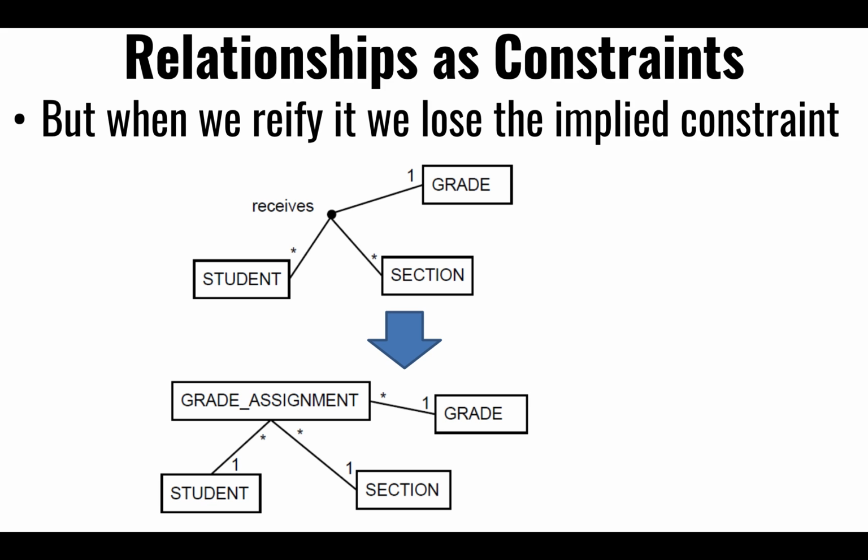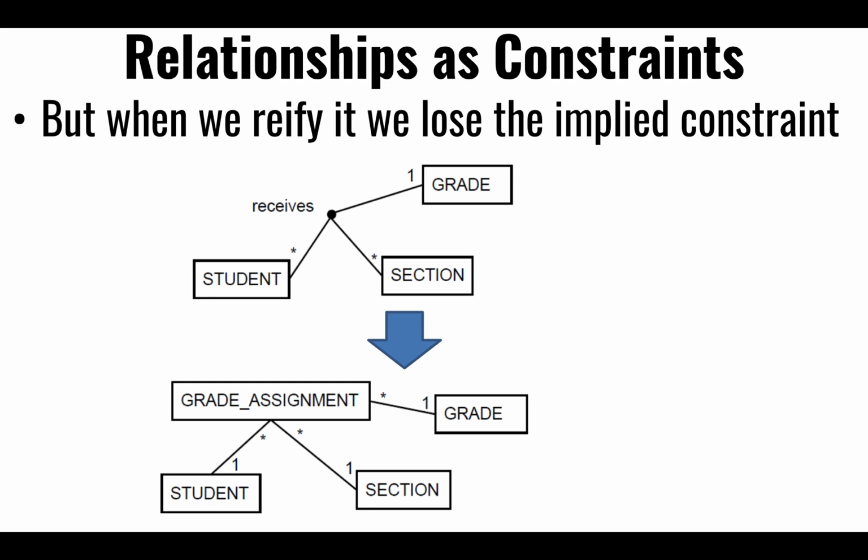Now, as our colleague has pointed out, we lost the constraint. Notice that the way we would implement this in a relational database would be that we would have a foreign key to the grade, a foreign key to the section, and a foreign key to the student. Nowhere would we be able to enforce the fact that for a combination of these two, we can only have one of those.